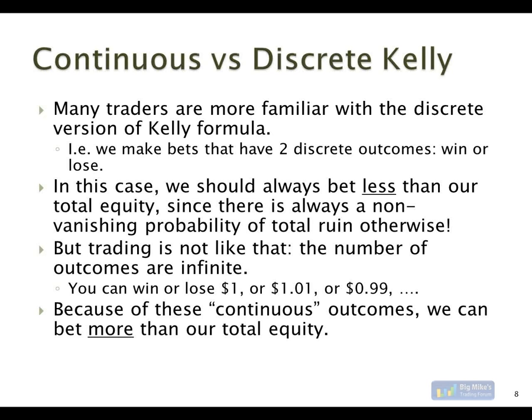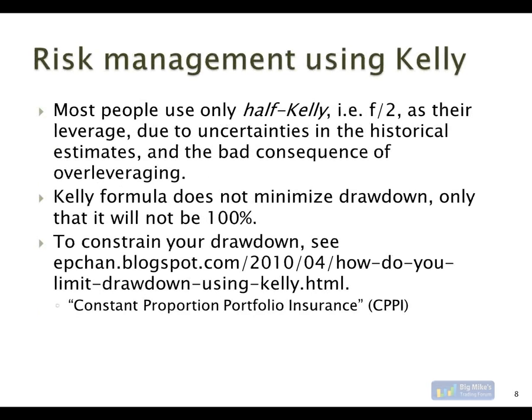Okay, so now in practice, a lot of traders would use what is called a half Kelly. So if you use this F equals M divided by S squared formula, and you come up with, let's say, 5 times leverage, many traders would say, let's just use 2.5. Divide this Kelly leverage by 2. And the reason is that the return and the variance of returns are all estimates. You have a finite amount of data. It can change.